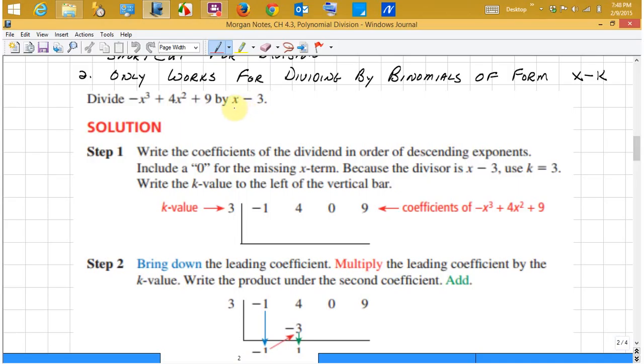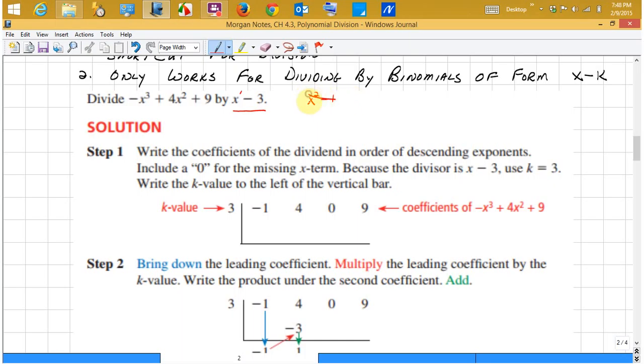The divisor has to be of a certain form. So this we could use synthetic division for if we're dividing by something like x minus 3. Notice that the x has to be a first power. It can't be something with a squared term like x squared minus 1, anything like that. We don't want to have anything but an x to the first power.